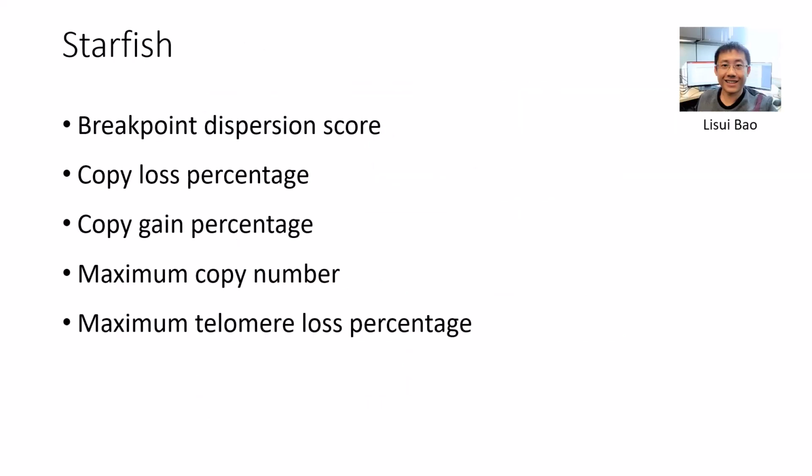So instead, we developed an algorithm called Starfish, using a very different approach. This was done by a talented postdoc, Li Suibao, in the lab. It's very simple: we use 5 different features to describe the overall patterns of the copy number profile and the breakpoint distribution of individual complex rearrangement events. These features include the breakpoint dispersion score, which describes the randomness of breakpoints across the chromosome, and also the amount of copy loss, copy gain, the maximum copy number, and the amount of telomere loss.